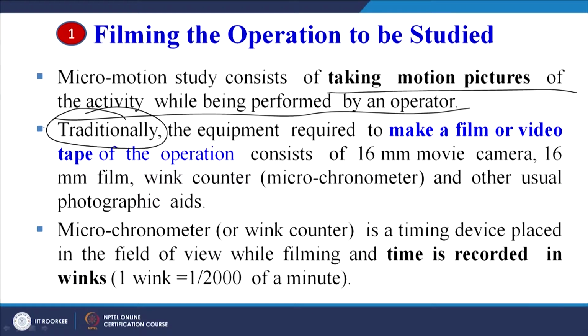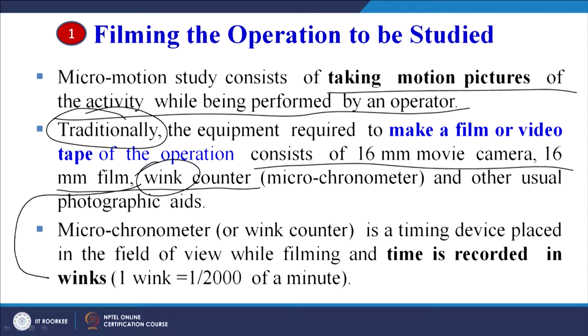Traditionally, and this is important, whatever is mentioned in the books, the equipment required to make a film or videotape of an operation consists of a 16mm movie camera, 16mm film, wink counter. What is wink? It is explained in the last point here. Wink counter or a micro chronometer and other usual photographic aids. So here I would like to add that this is from the theoretical book point of view.